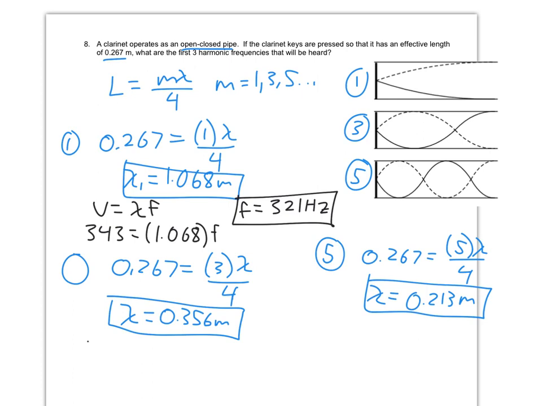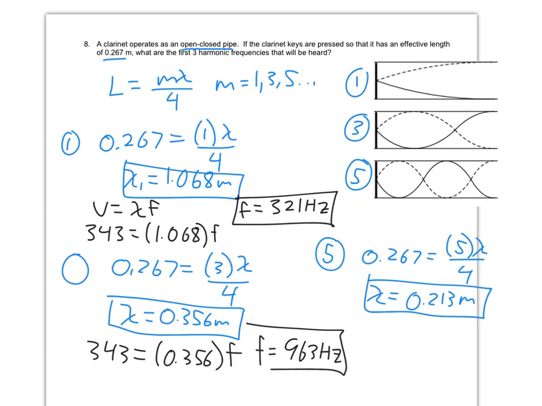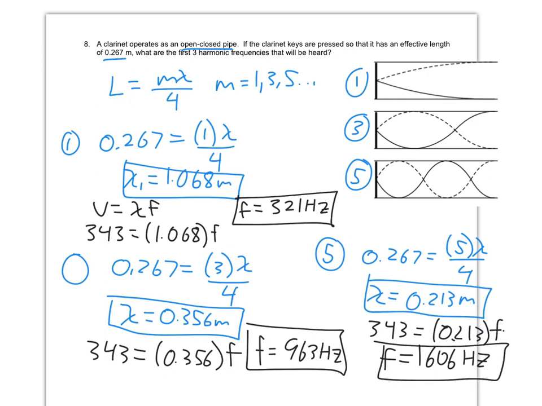For the second one, our frequency is going to be 963 hertz. And for our final harmonic, that fifth harmonic, which is the third one that we hear, our frequency is going to be 1606 hertz. And there we have it for the first 3 frequencies that are heard.